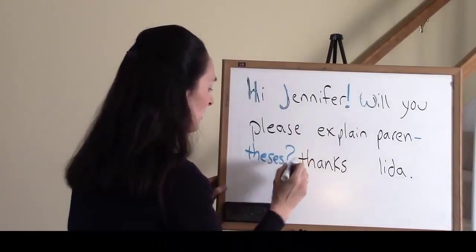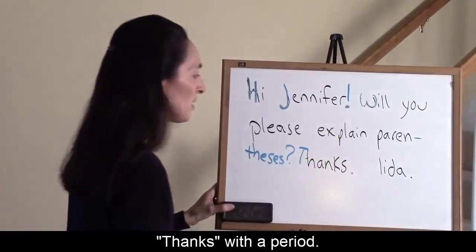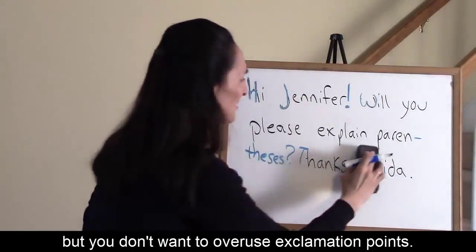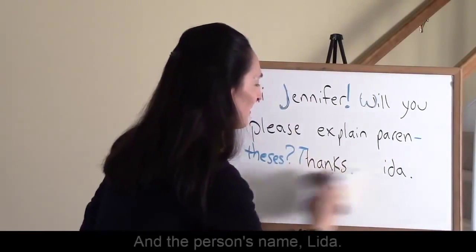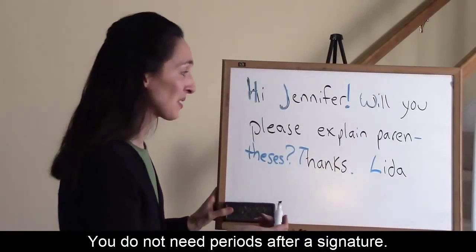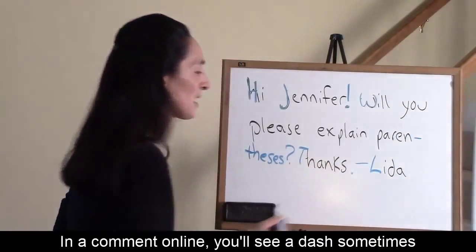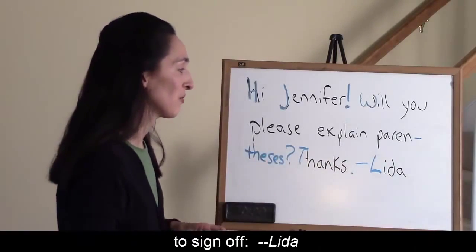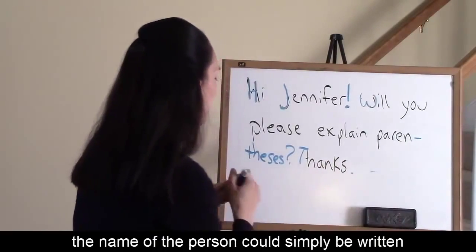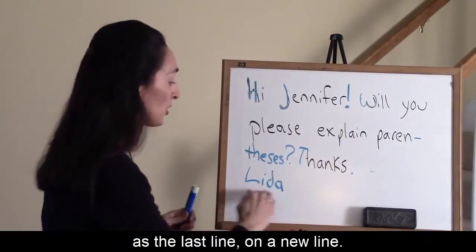Parentheses. Thanks with a period. Could be an exclamation point, but you don't want to overuse exclamation points. And the person's name, Lita. You do not need periods after a signature, okay? In a comment online, you'll see a dash sometimes to sign off, Lita. If it's an email message, the name of the person could simply be written as the last line on a new line.